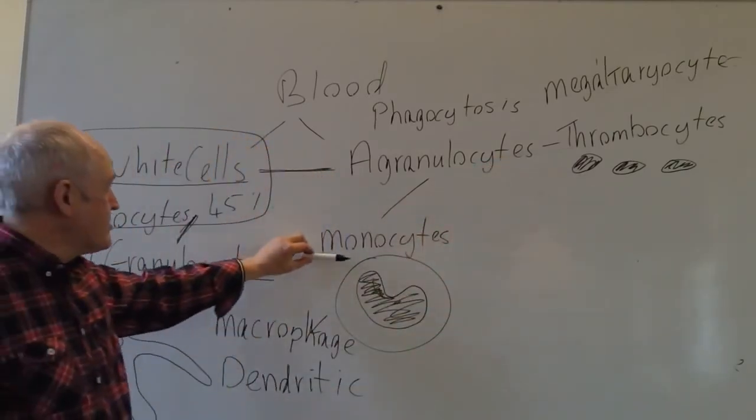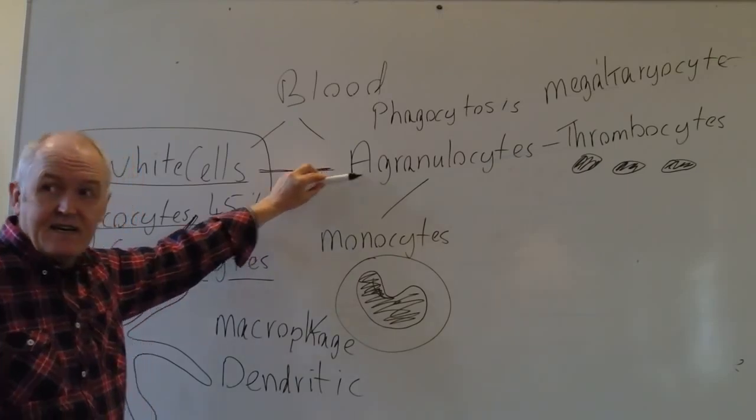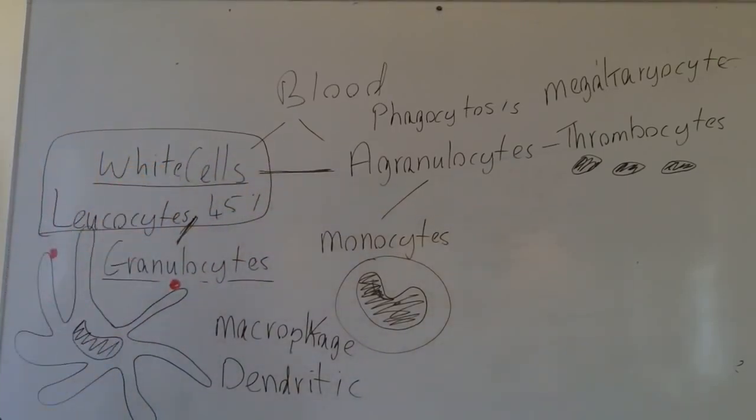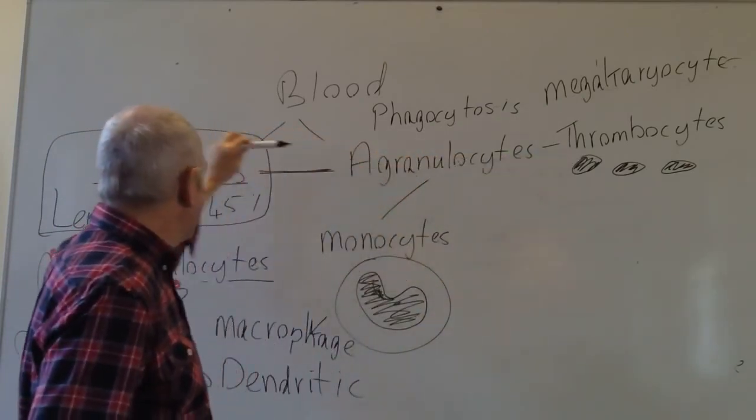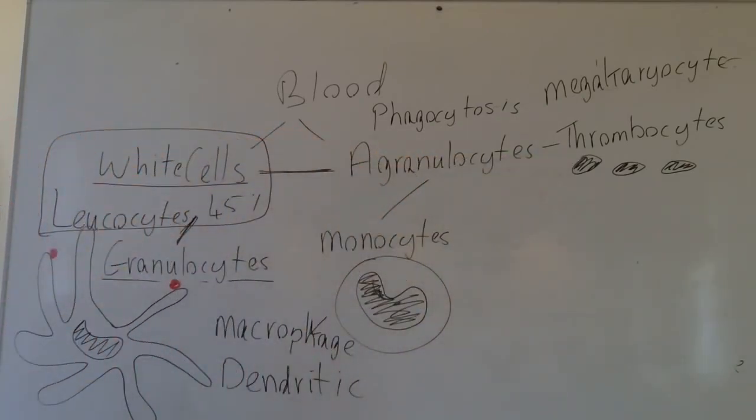So can you see monocytes are agranulocytic leukocytes. We've included thrombocytes as agranulocytic leukocytes. They're still leukocytes, they're still white cells, but they're agranulocytic.